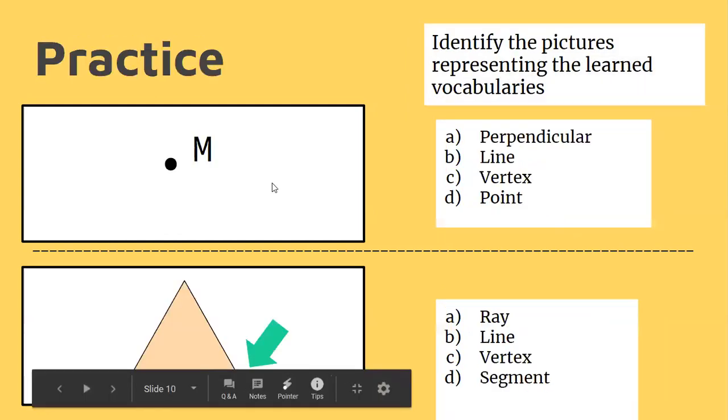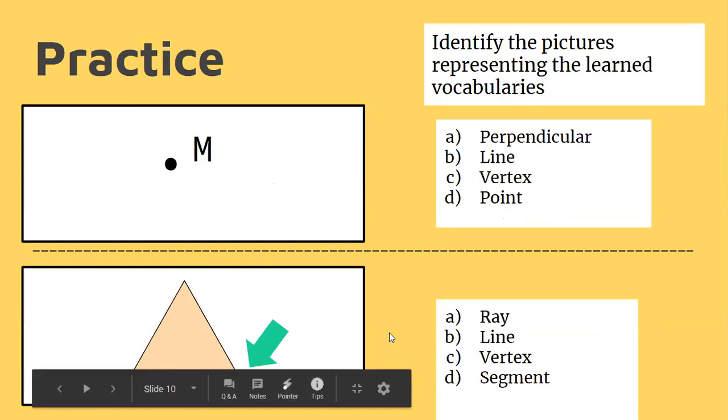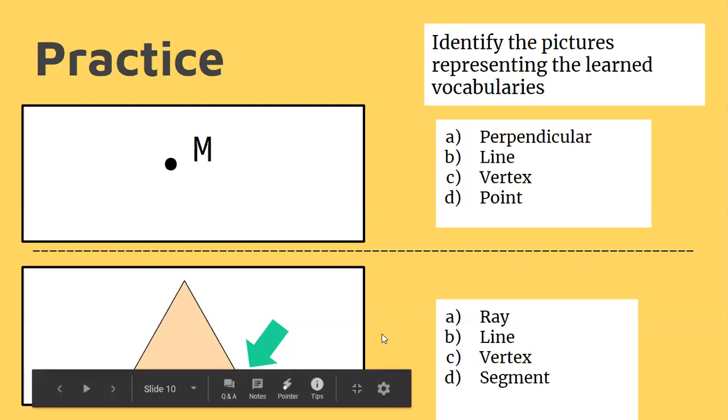All right. Next images. This image is a dot and then a capital letter. So the options you have are A, perpendicular, B, line, C, vertex, D, point. The next image we have is a triangle and then an arrow pointing at a point right there. So what is that point called compared to the triangle? The options we have are A, ray, B, line, C, vertex, D, segment.